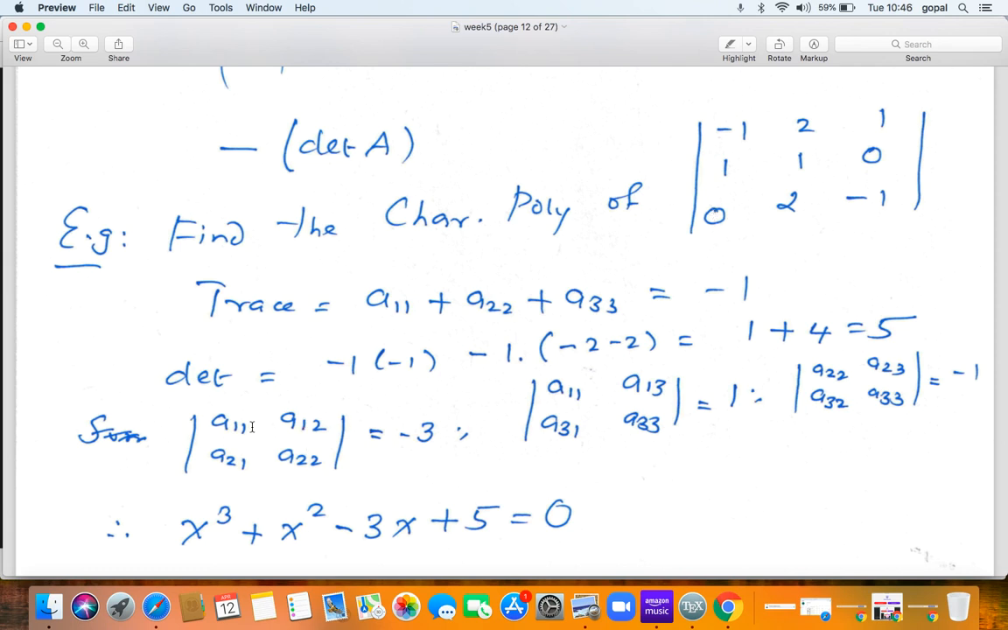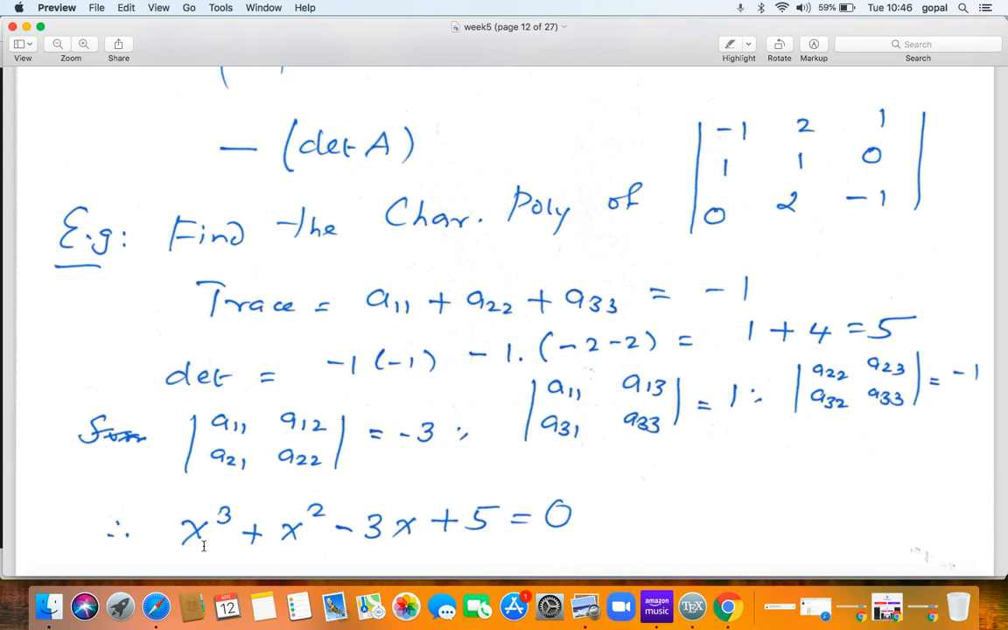Now you have to calculate the 2 by 2 subdeterminants, the principal minors. The diagonal of the principal minor is a part of the main diagonal: A11 A22, A11 A33, A22 A33. Then you calculate these three 2 by 2 principal minors. Their values are minus 3, 1, and minus 1, and their sum is minus 3.